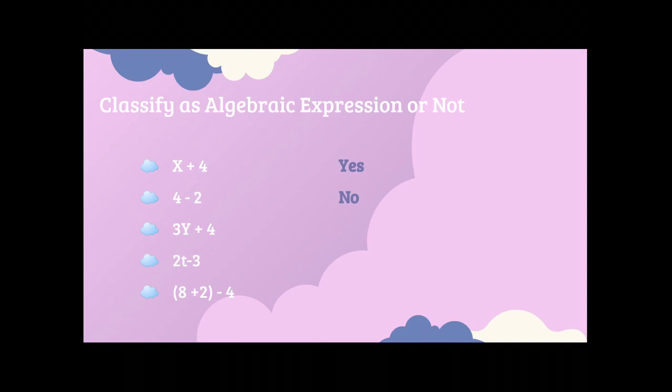Next, we have 3y plus 4. Well, we have our variable y, we have two numbers, 3 and 4, and we have two mathematical operations, multiplication and addition. So it is an algebraic expression. 2t minus 3. This is just like the previous question. We have our variable, we have subtraction, and we have 3, which is a constant. So it counts. It is an algebraic expression. Now we have 8 plus 2 minus 4 in parentheses. Well, these are all numbers, so it cannot be an algebraic expression. Remember, we have to have our variable in there.